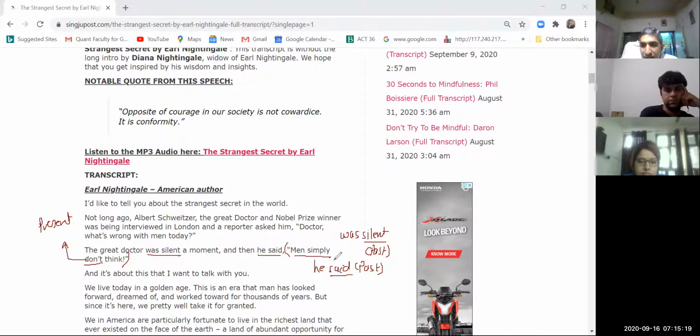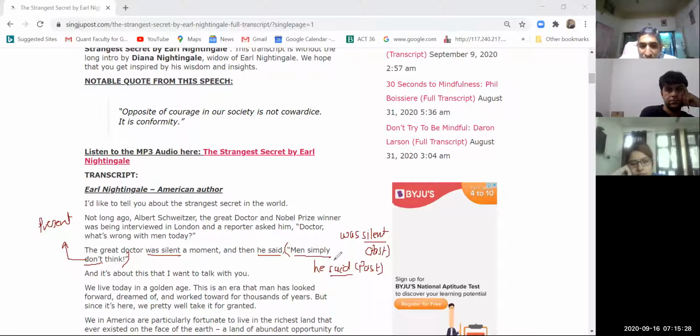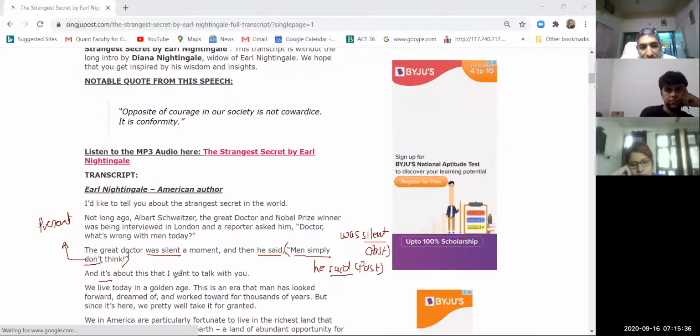All right. Like this, I want you to write down in your notebook all the sentences which are in this speech, and you are going to identify whether they are in present tense, past tense, or future tense. "And it's about this that I want to talk with you."